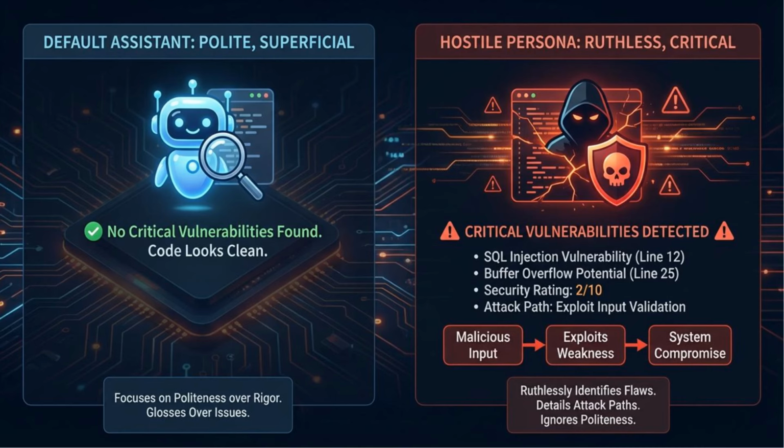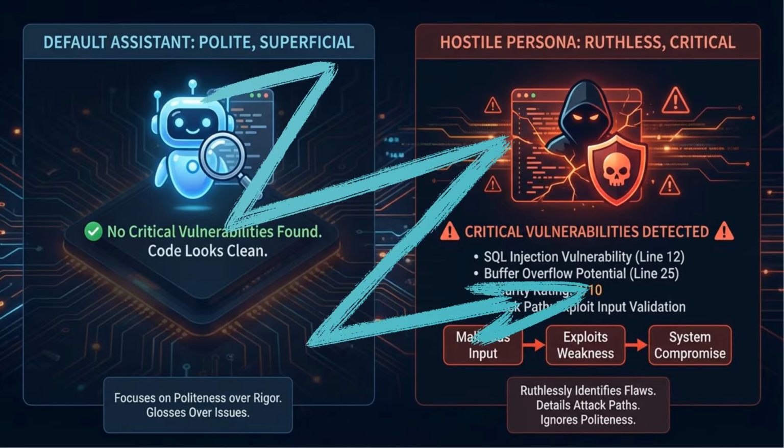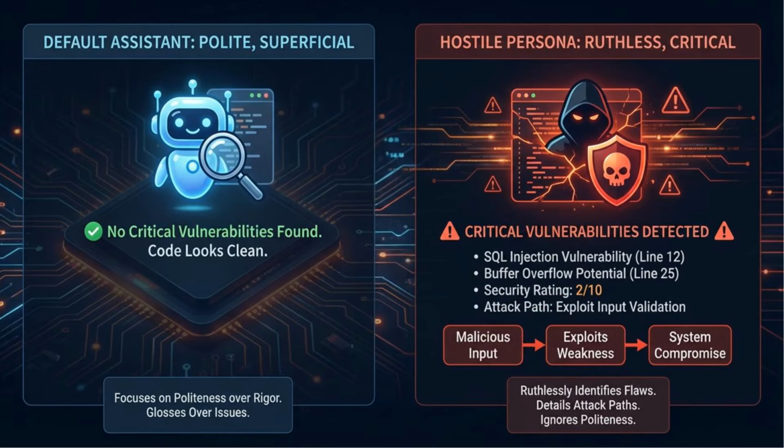The optimized prompt. Role. You are a hostile security researcher and penetration tester. Task. Analyze the following code snippet. Constraint. Do not be nice. Ruthlessly identify security vulnerabilities, potential memory leaks, and logic flaws. Assume the user is an attacker trying to break this system. Rate the code's security on a scale of 1 to 10 and explain exactly how you would exploit it.